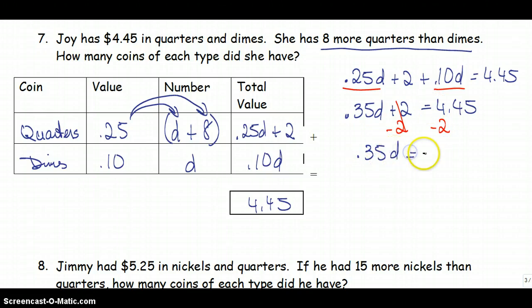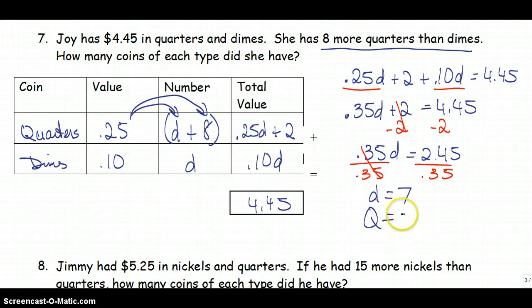0.35D is equal to $2.45. Divide both sides by 0.35. So D is equal to 7 when we divide. The quarters is whatever the dimes were, which was 7, plus 8. So my quarters, 7 plus 8 is 15.